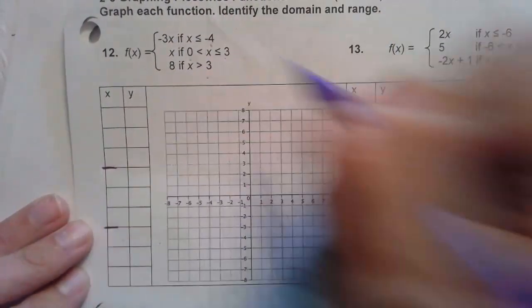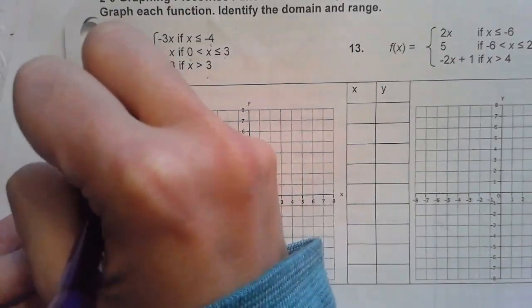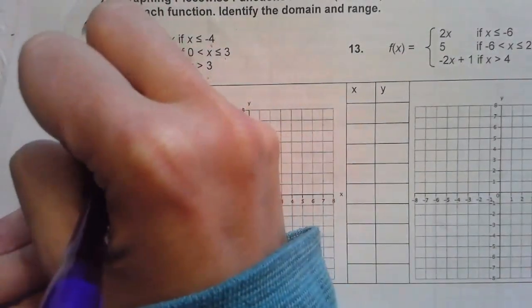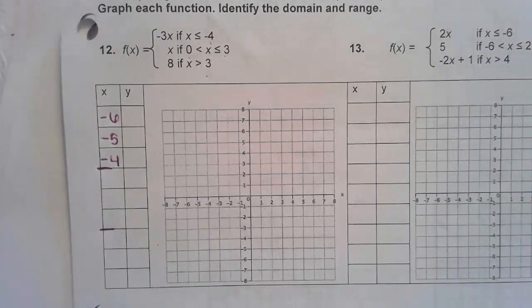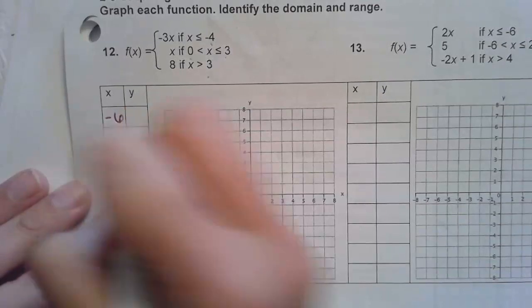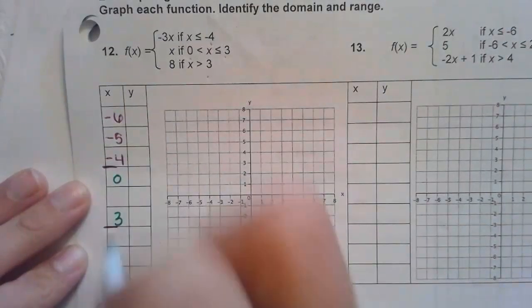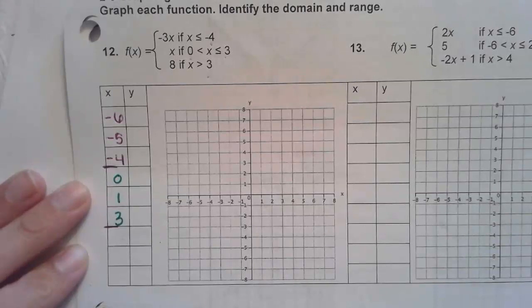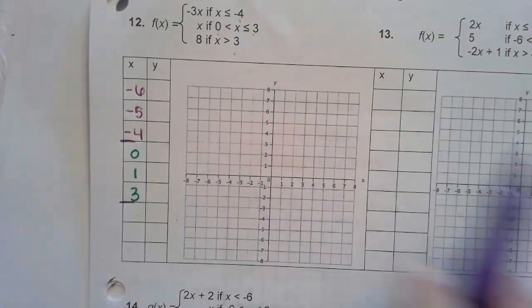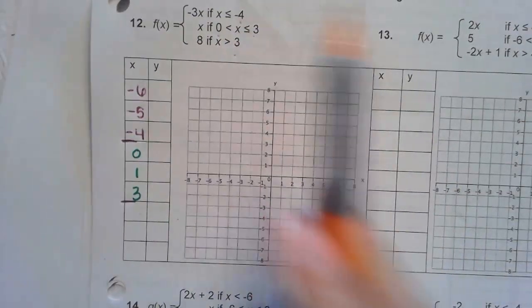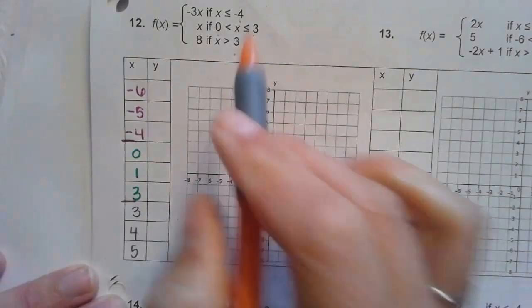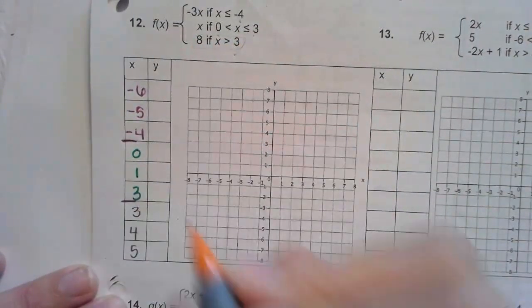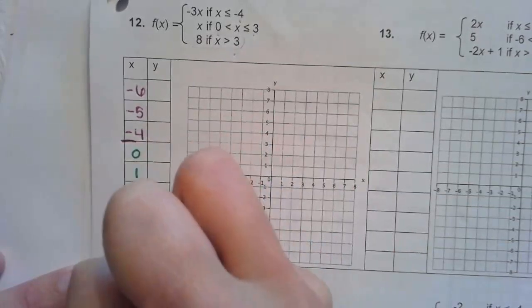The first one is x values less than -4. So it's going to be at -4, and x values less than that. So -5 and -6. My second breaking point in the middle there is 0 to 3. So we're going to start it at 0, end it at 3, and pick a number in between, so 1 or 2. And then my third piece of the graph starts back at 3 again. So we go 3, 4, and 5. The last one's the easiest. That's a horizontal. So this is always 8.